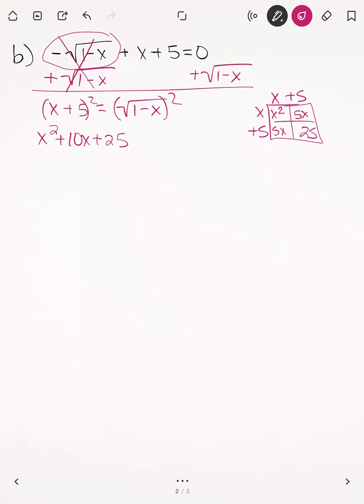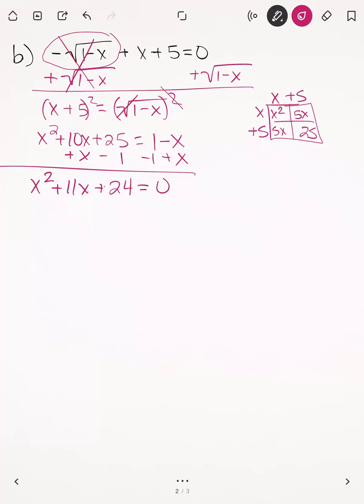It doesn't matter. On this side, again, the radical cancels out the exponent. I'm left with 1 minus x. I move everything over. So I subtract 1 from its like term, I add x to its like term. I get x squared plus 11x plus 24, and it equals 0. Now that it's here, there is no GCF that goes into x squared, 11x, and 24. So I actually have to factor.